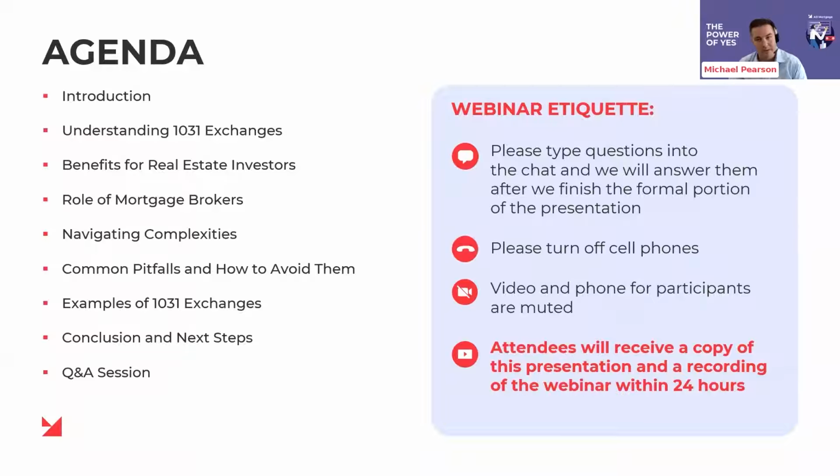We're going to do a brief introduction on A&D Mortgage. And then we'll get into understanding 1031 exchanges, a little 101 information on how to navigate those, some of the benefits for real estate investors, the role of the mortgage broker, mortgage originator in this process, navigating some of the complexities, talk about the pitfalls, how to avoid them, and give some examples. I'm excited to see some live examples of a 1031 exchange scenario and also some docs from a file that we closed recently.